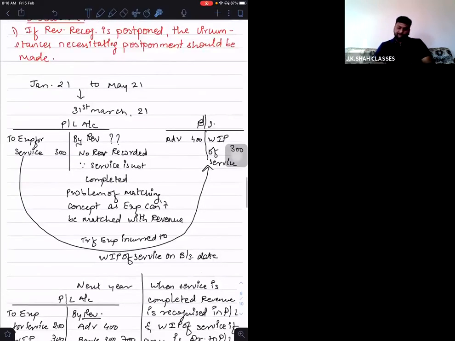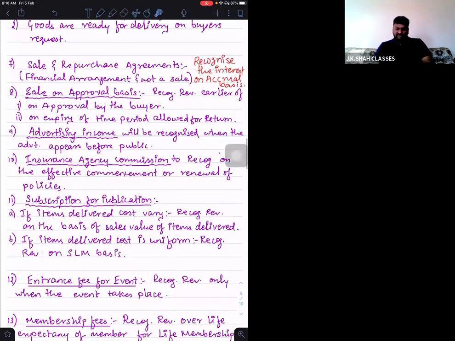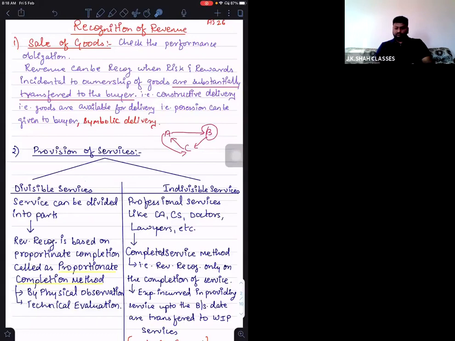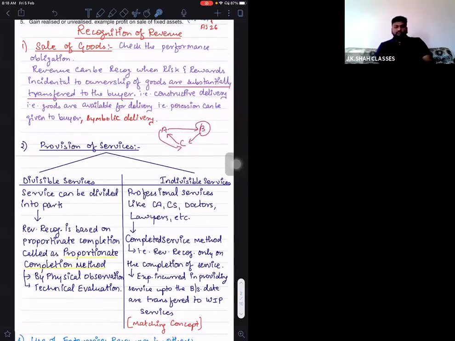So now we'll go back again. Somebody wanted to see the screen with respect to sale of goods. Please take a screenshot of this. Somebody asked me for sale of goods. This is the screen, and this is for sale of services. In this screen, you can see the entire sale of goods and the entire provision of services. Right. So let us go ahead now.